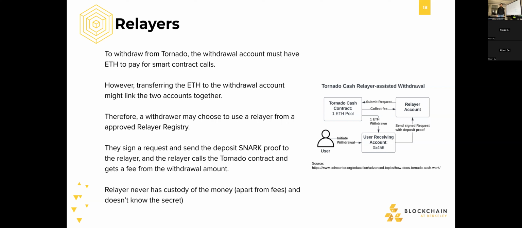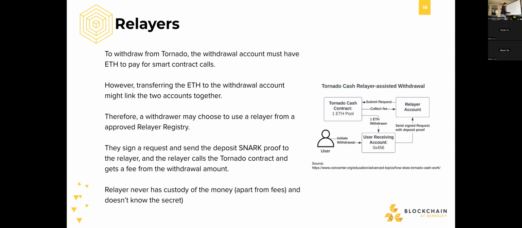And in order to avoid this, there are nodes called relays. What a relay is, is that the withdrawers can choose to essentially sign a message. So they generate this snark proof, and then instead of directly sending it to the contract, they send it to a relayer. The relayer has the snark proof and a signed message from the withdrawer saying, you can withdraw this money from me. Once they have that, the relayer can call the contract, so they front the gas to the contract.